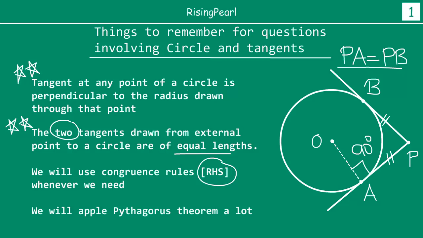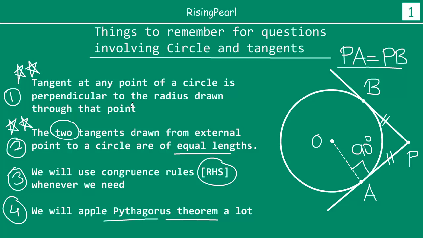And finally, because we are dealing with right triangles, we may need to apply Pythagoras theorem quite a bit. So friends, like we discussed last time, these are four of the many things, but nonetheless four very important things that you want to keep in mind whenever you are trying to solve questions involving circles and tangents, as you may need to use one, two, or more of these ideas while solving the questions.